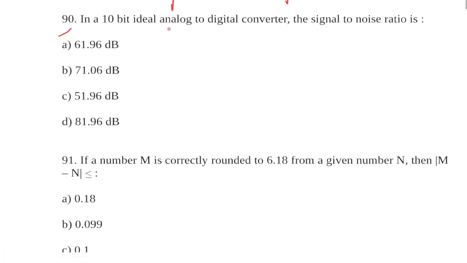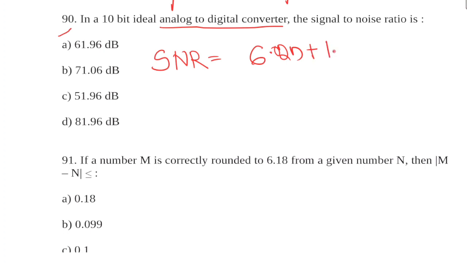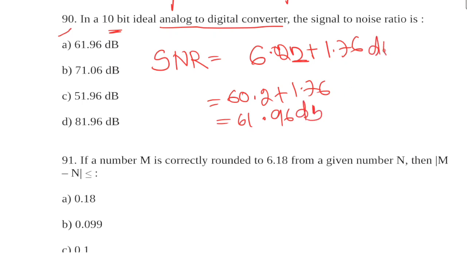Next, 90. In a 10-bit ideal analog to digital converter, the signal to noise ratio is. So you should remember for an analog to digital converter, the signal to noise ratio is given by 6.02 N plus 1.76. N is your number of bits. Here it is 10, so it will be 60.2 plus 1.76. That will be 61.96 dB. This is in unit of dB. So your correct option is option A.